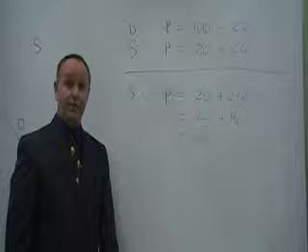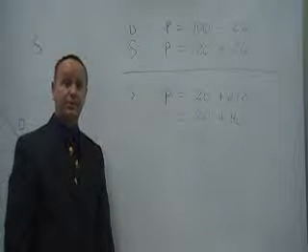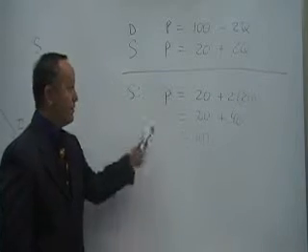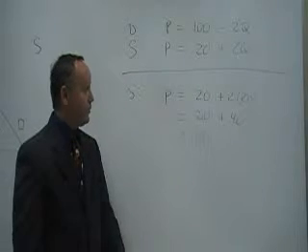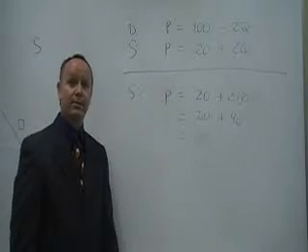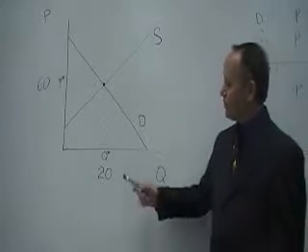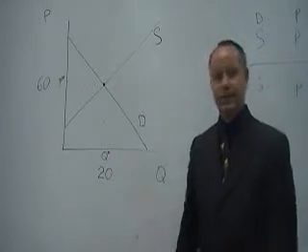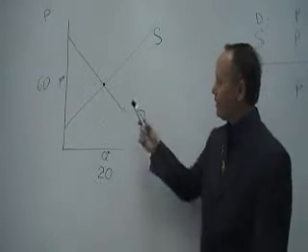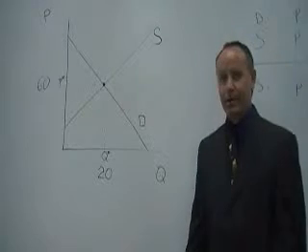And again, we get the same result if we substitute the 20 into the supply equation. 20 plus 2 times 20 is 40. 20 plus 40 is 60. Both work. So the Q is 20 and the P is 60. We've solved our equilibrium point for our simple market equations.